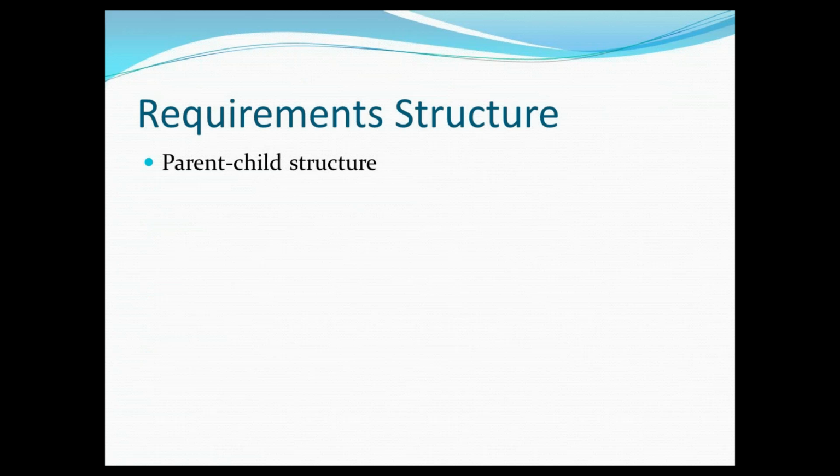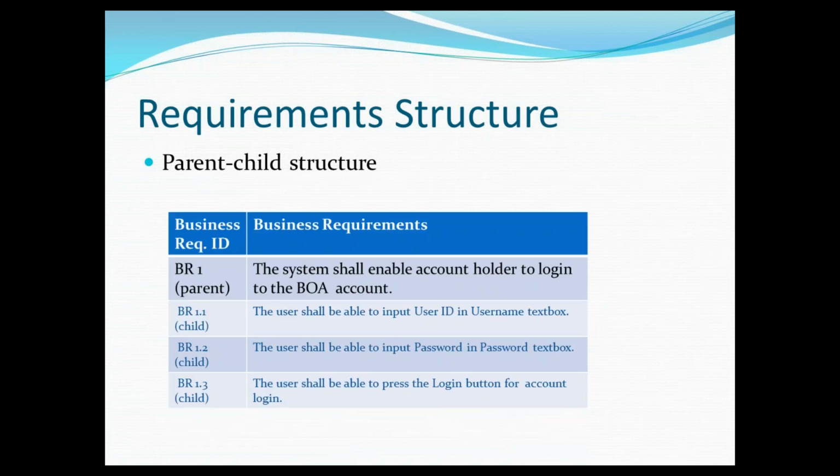How do the requirements look like? How are they documented? What verbiage do you use? They have a parent-child structure. What does that mean? First of all, business requirements are tagged as BRs. BR1, BR2, BR3, BR4, and so on. These are business requirements. And for each BR, you have a description, the actual requirement. In simple business English, you have to describe the functionality, the feature, what exactly you're trying to build here.